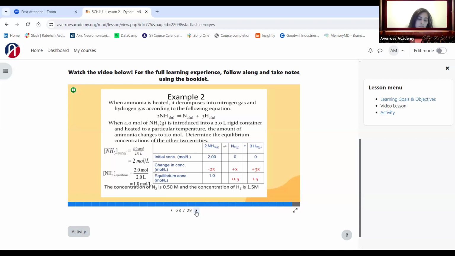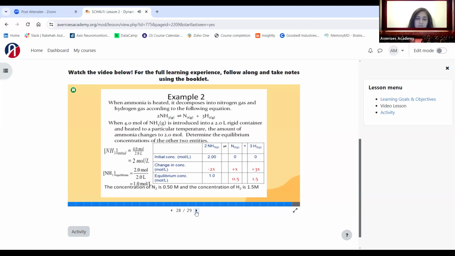We can then determine the value of x, right, using the initial, change, and equilibrium values in our ICE table of NH3, of our reactant. And when we do that, we get x to be 0.5 moles per liter.